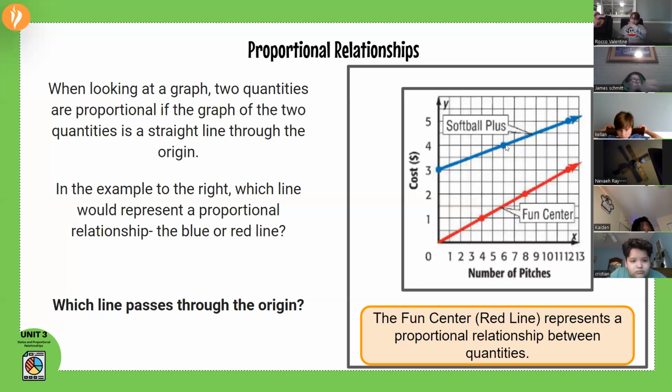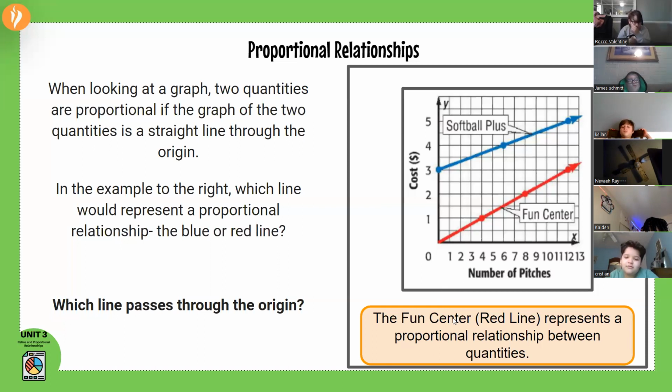So even though the rate might be going up the same, they don't start in the same place. Basically, Softball Plus is going to charge you $3 for coming in, and then they're going to charge you per pitch. Fun Center is only charging you by the number of pitches that you throw. So only the red line represents a proportional relationship because it is straight and only the red line goes through 0, 0. Since the blue line does not go through 0, 0 right here, it means it's not a proportional relationship.